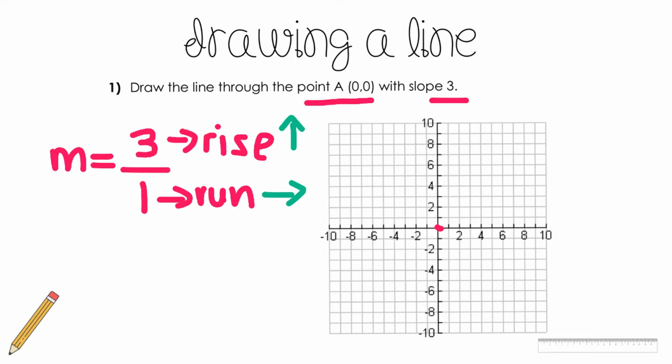So we start at our starting point, 0, 0. We go up 3 units, 1, 2, 3, and then 1 unit to the right, and we make our point there. I started at my origin, moved up 3 units and 1 unit to the right. You do that until you run out of space. Starting at our new point, the green one, 1, 3, I go up 3 units, 1, 2, 3, move 1 unit to the right, and plot my point. I'll do this again, up 3 units, 1, 2, 3, then 1 unit to the right, and plot my point there.